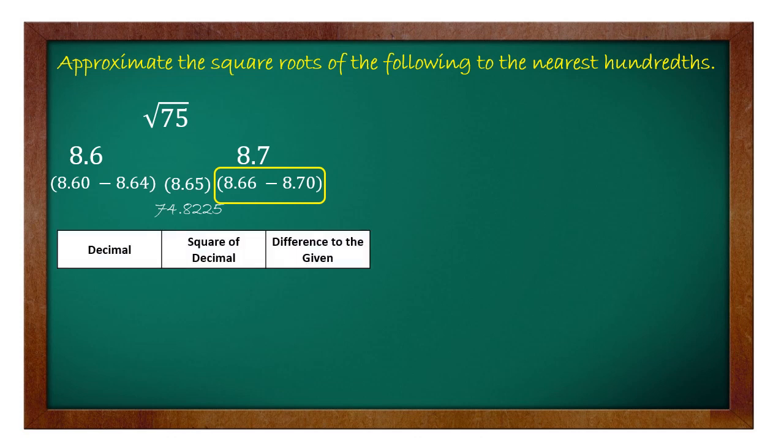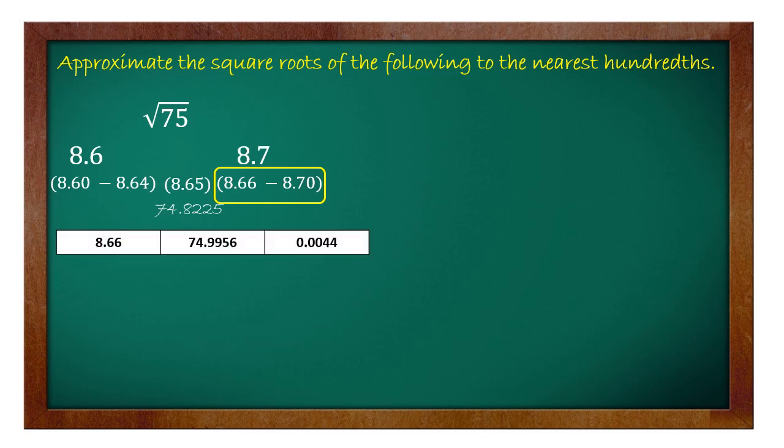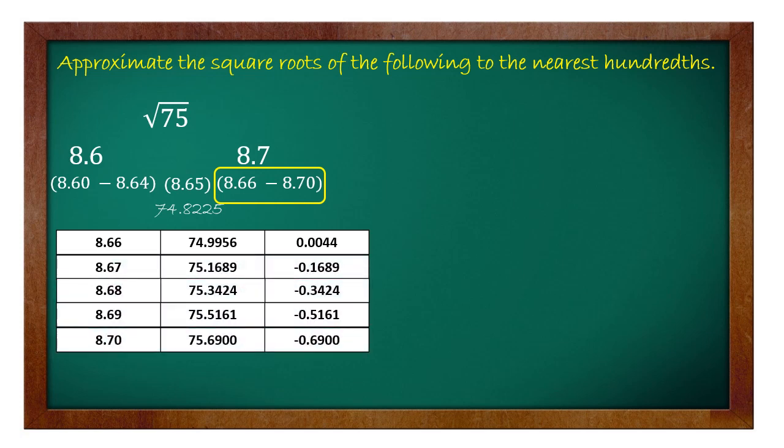So, magkakaroon ulit tayo ng table. Yung decimal refers to 8.66 hanggang 8.70. And then, kukunin natin yung square, tapos kukunin natin yung difference. So, we have 8.66 times 8.66 will give us 74.9956. So, ayan na po siya.